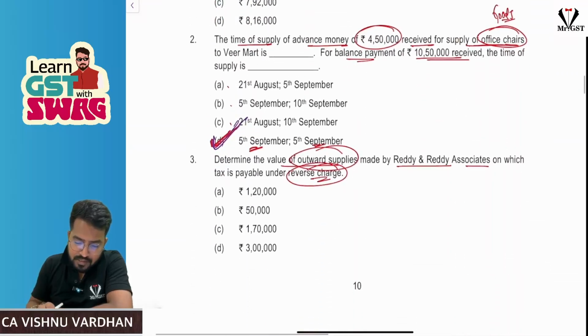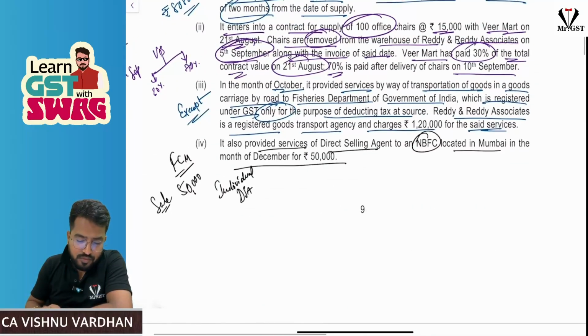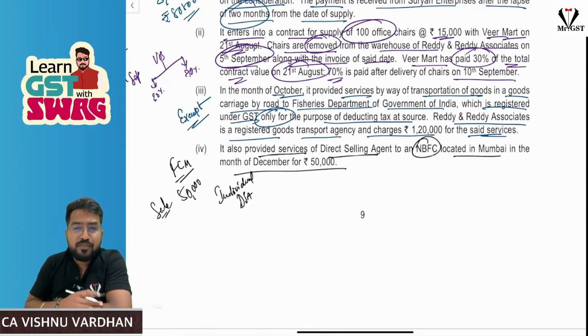If you remember, sir, they are asking us what are the outward supplies where reverse charge comes into picture in the question. So 2 points we have covered. No outward supply covered under RCM.